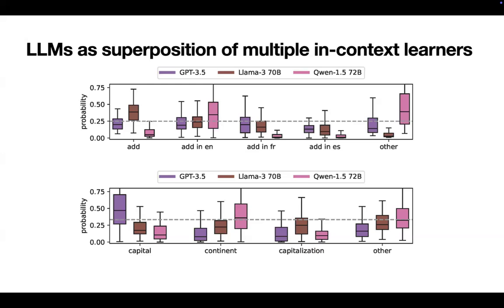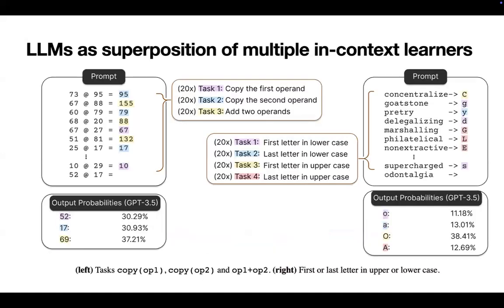Another observation is that each model has some different preferences. For example, consider the second scenario here. The GPT 3.5 model prefers the first task, naming the capital, with a median probability of around 50%. And Q1 1.5 prefers to perform the naming the content task. That's kind of interesting, but we also test two more scenarios.